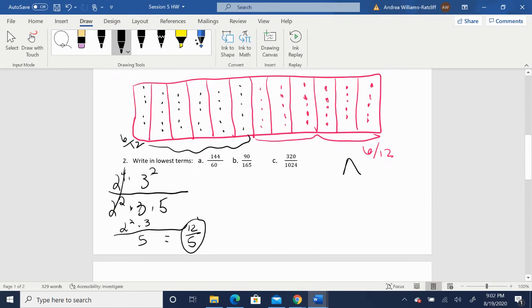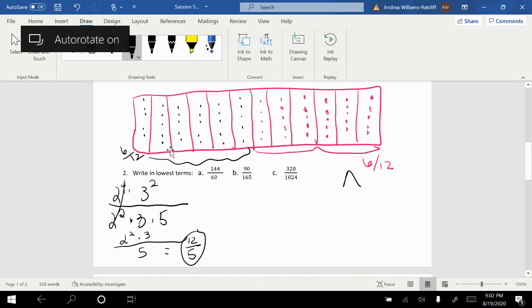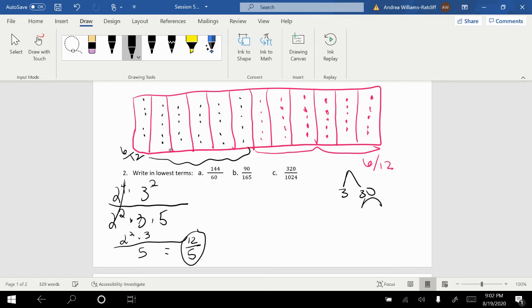So let's move down here to looking at 90. Okay, so here I would have 3 times 30. Okay, and 3 times 10, 2 times 5. So in part B, I have 3 squared times 2 times 5 if I factor it.